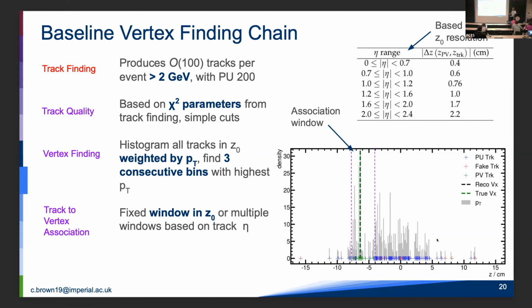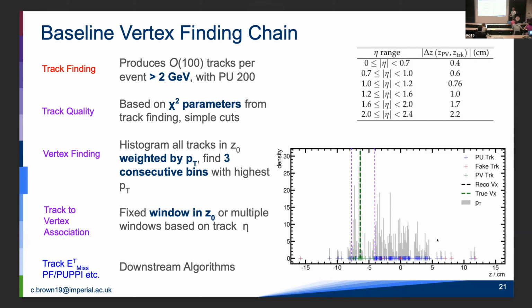I showed you that plot of Z0 resolution as a function of eta. If we cut on 1 centimeter, we lose every track that has a high eta because their resolution is a lot degraded at that high eta. So we have sets of bins that allow different thresholds. At this high eta, we have a 2 centimeter window to associate our tracks to the vertex, and this gives us far better efficiency when passing down these downstream objects. Once we have these associated objects, we can then do some downstream algorithm with them, but I won't go into the details on that.